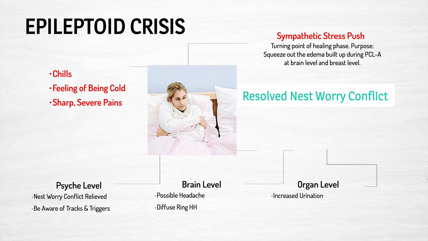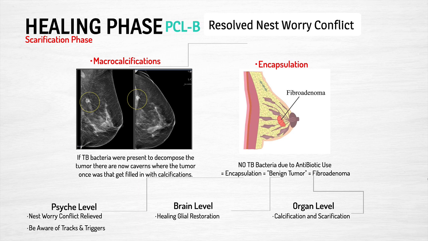And so the last half of the healing phase is the scarification. This is where everything's resolved. You made it through the epileptoid crisis, and now there may be caverns, open areas where the tumors once were, that get filled in with calcifications. These calcifications can be seen later on mammogram. That's the image that you see there, and they will be called macrocalcifications. It's so good for a woman to be aware of this, so that if she does get a mammogram later on and her doctor says, oh, you've got some calcifications, she's not concerned and understands, oh, you know what, that must mean I had resolved a nest-worry conflict.